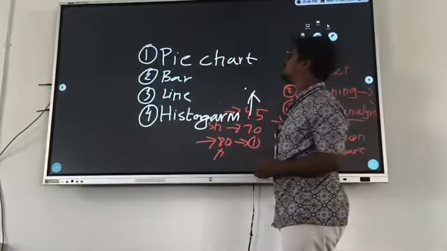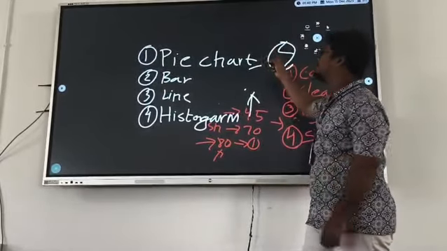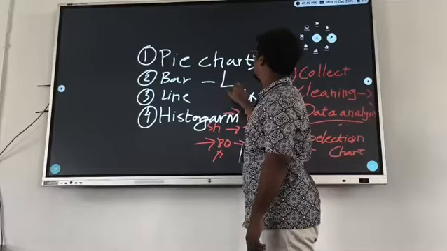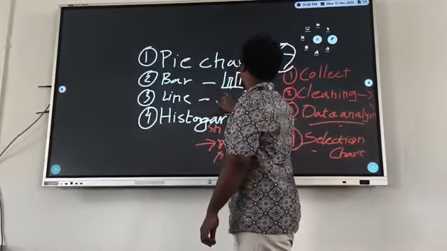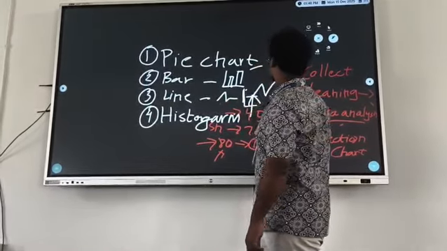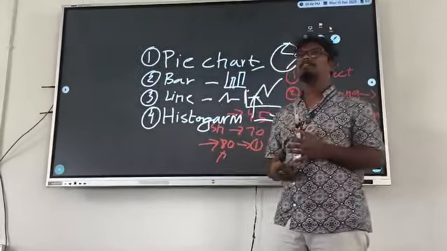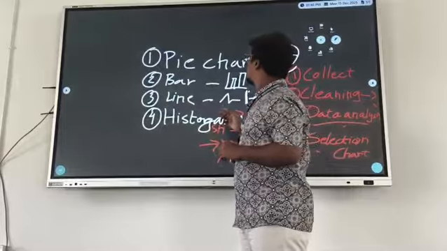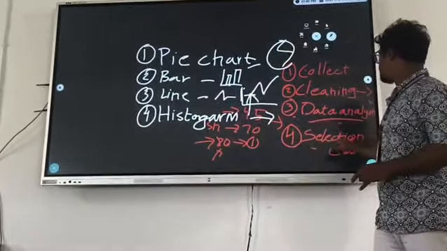So let's start with this. The pie chart, as you all know, is in a circular form, right? So this is the pie chart. In a bar chart we see bars like this. A line chart you can see like this. This is a line chart. In a histogram, a distribution is shown in the visualization. This is the histogram.